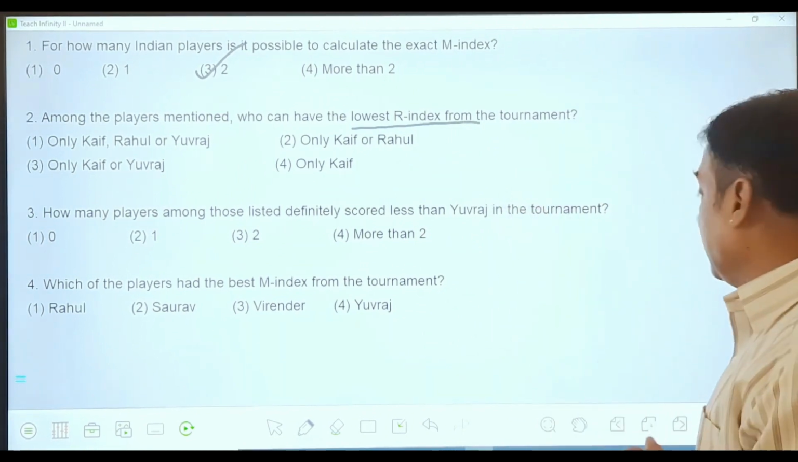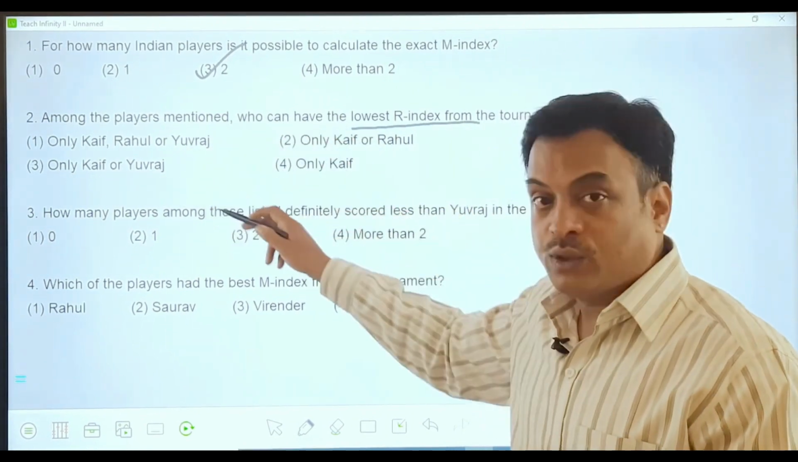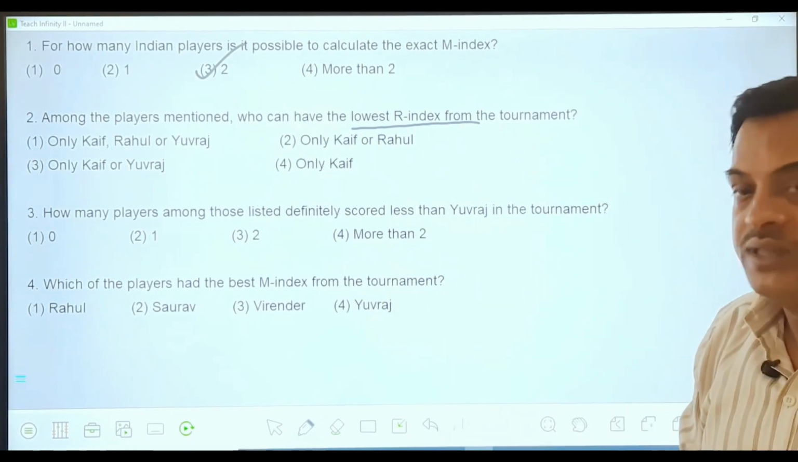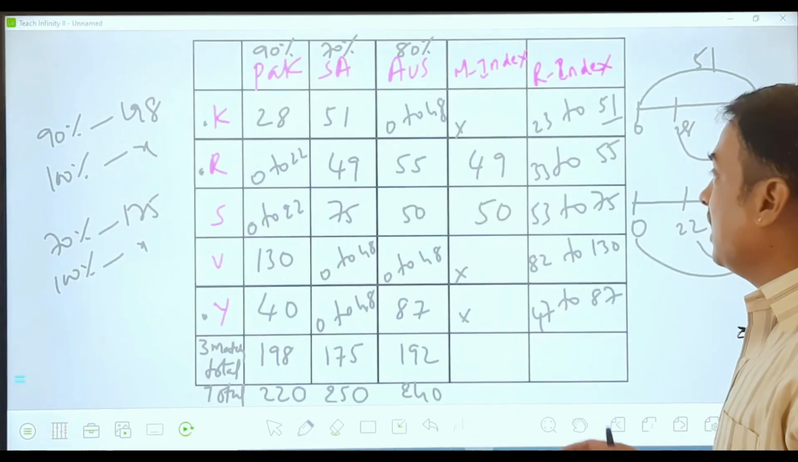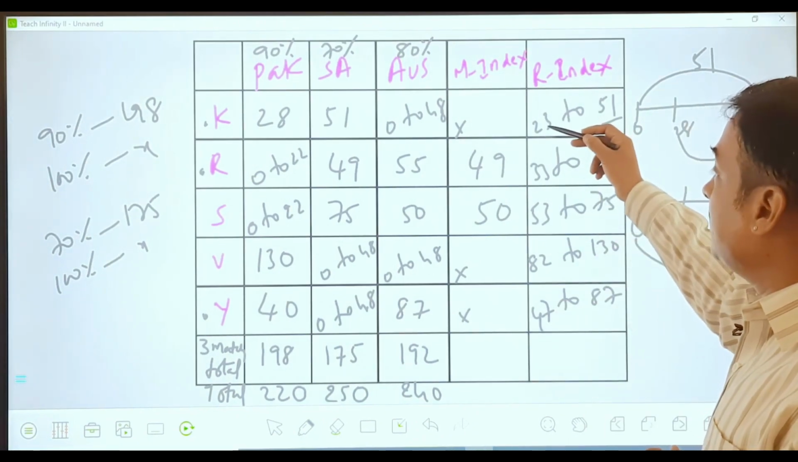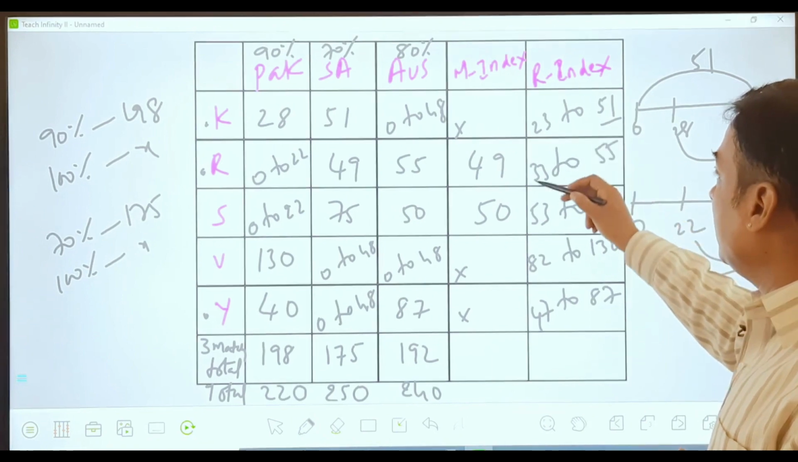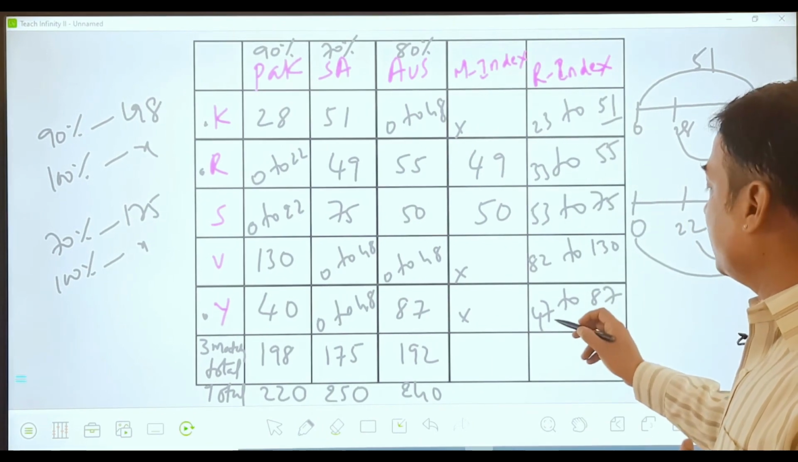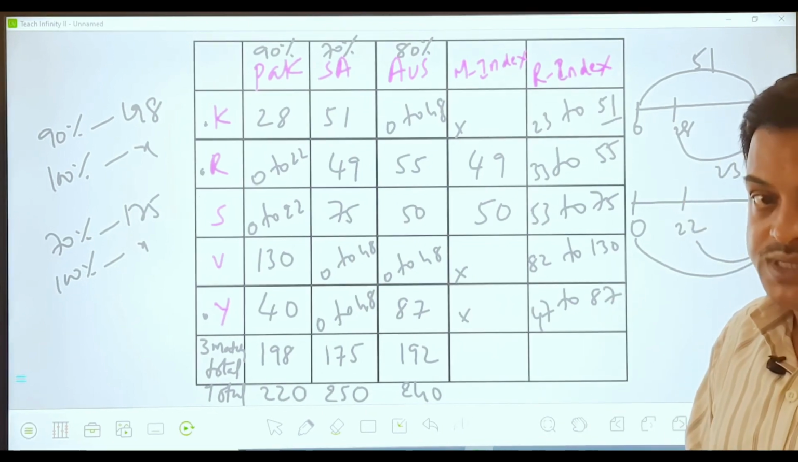Okay, among the 3. You can see in the other options also we have only Khaif, Yuvraj, Rahul, only 3. So I need to study only 3 out of the table. Now in this, who has the lowest R index number? Here the lowest R index number is 23. You can say here it is 33 to 55. The next one, here we have the last one, 47 to 87 as the numbers.